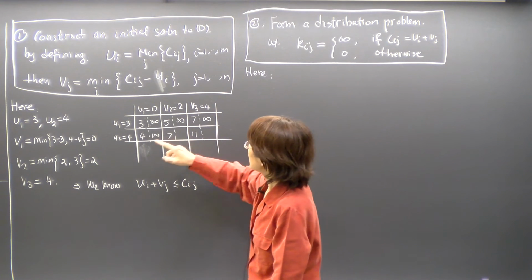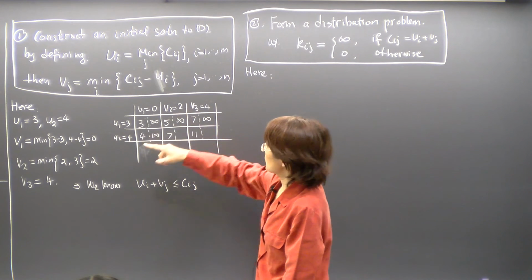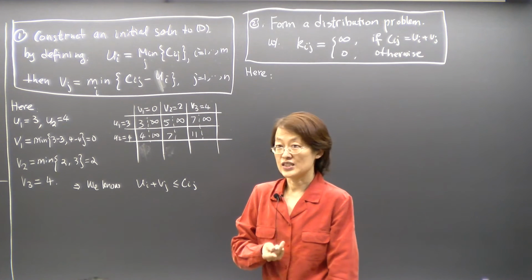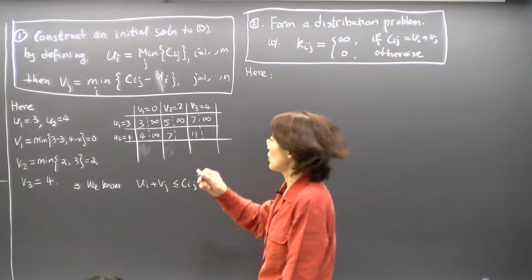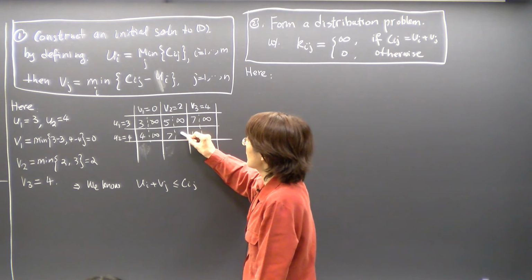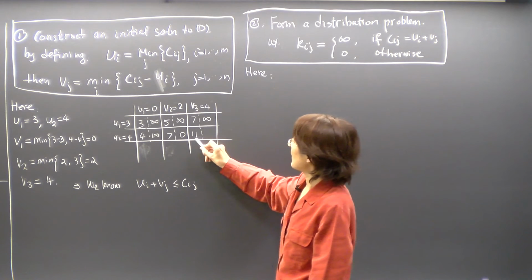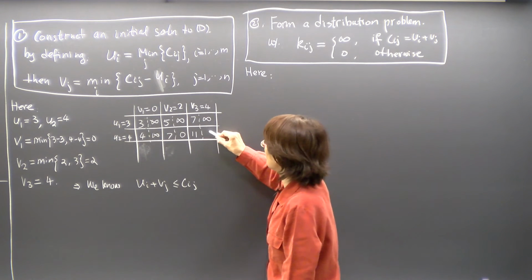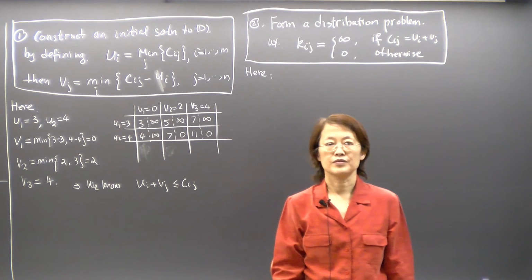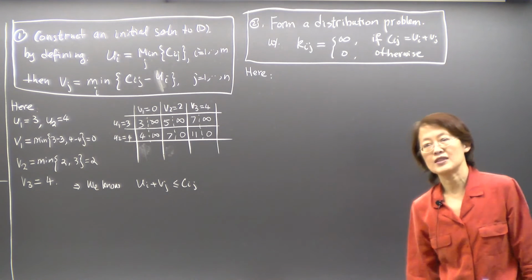Is that okay? And now 4 is 4, 0, add up, so 0. And 7, I have 2 plus 4, which is 6. So it's strictly less, right? So what do I put as capacity here? 0. And then 11, 4 plus 4, 8. Doesn't match, 0. So now you have the capacity here.